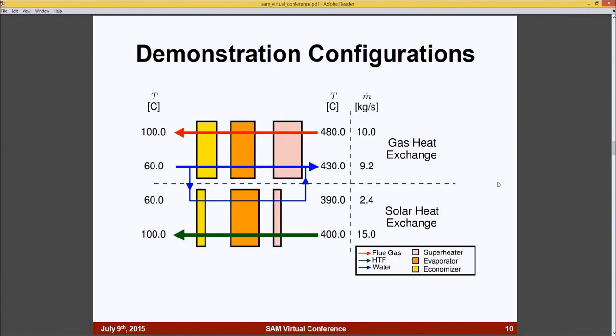Okay, so these are just some example temperatures and mass flow rates that you might see in a system. Notice that the water comes in at the same temperature for both of these systems, but exits at slightly different steam conditions, and we'll have to mix that steam on the back end. The temperature of the solar thermal system in this case is going from 400 to 100 degrees Celsius and has a mass flow rate of 15 kilograms per second.